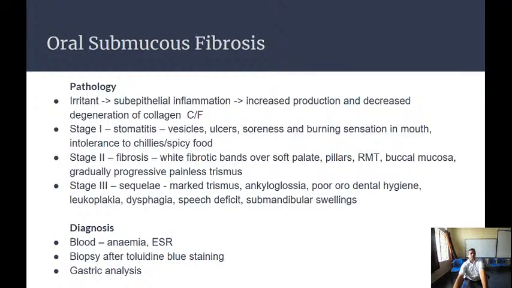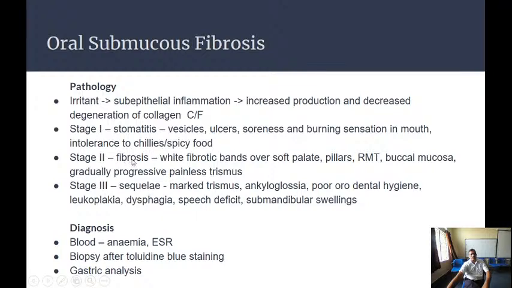Now the pathology, because of the irritant, is usually classified into stages. Stage 1, where there is stomatitis and vesicles, ulcers, soreness and burning sensation in the mouth, to start with, and intolerance to chilies and spicy food. That is the time when you have to make a diagnosis, and that's the time when you can prevent the further progress of the disorder or disease and almost lead a normal life.